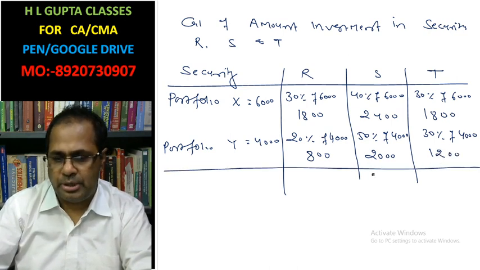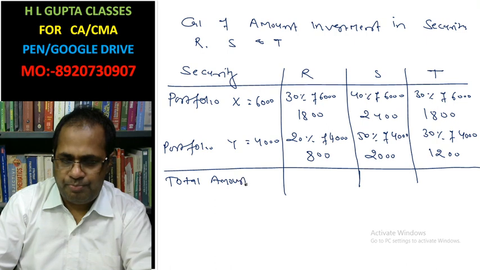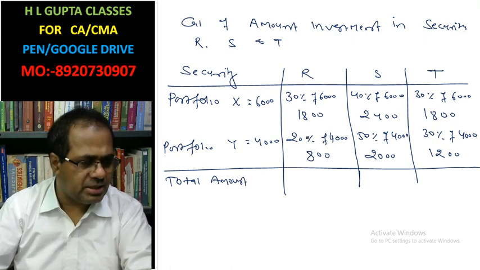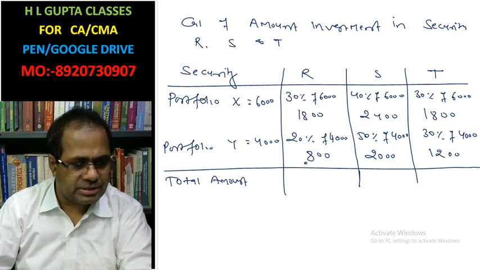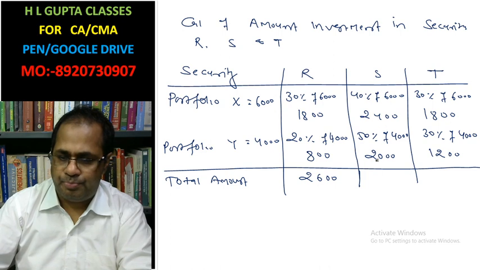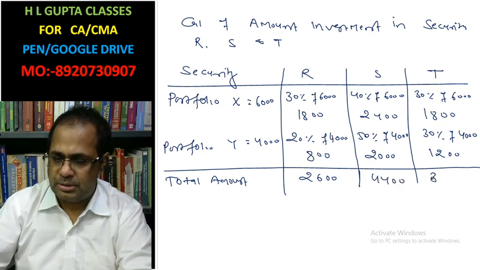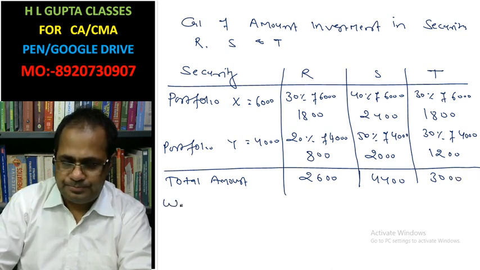Total amount invested. This is 2,600, this is 4,400, this is 3,000. Okay. Weights.